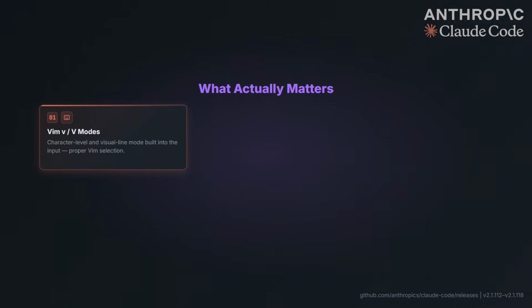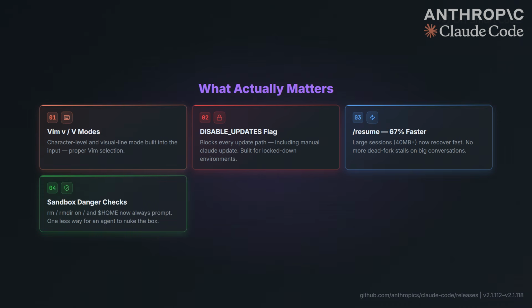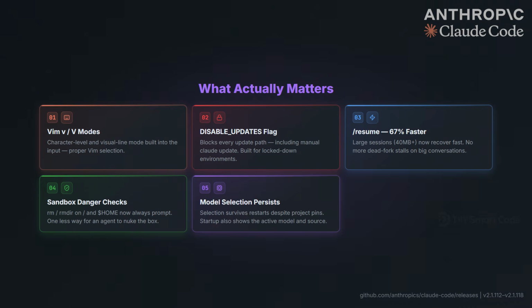Vim Visual and Visual Line modes for precise editing. A new disable updates flag for lockdown environments. /resume up to 67% faster on 40 MB sessions. Sandbox safety checks now enforced for root and home directory deletes. Model selection that actually persists across restarts. And plugin reloads that auto-install missing dependencies. Those are the headlines, now the details.